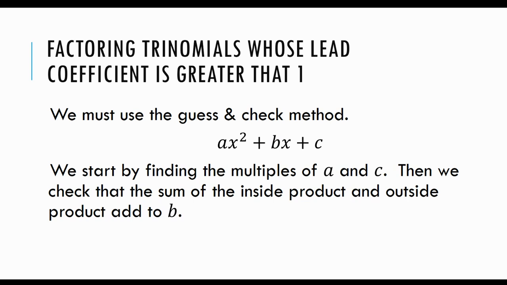Now, if I'm still focusing on factoring trinomials, but this time I have a coefficient that is greater than 1 to start, this would be the guess and check method. So ax squared plus bx plus c, where a, b, and c are all numbers. It says we start by finding multiples of both a and c. Then we will take those multiples, guess where we want to put them, and then check that with those numbers, the products of both the inside and the outside add up to that middle term of b.